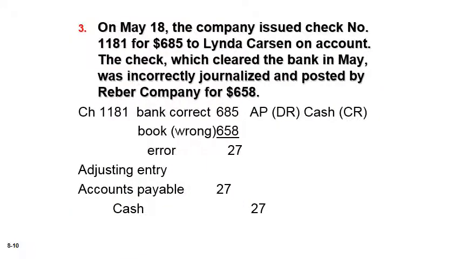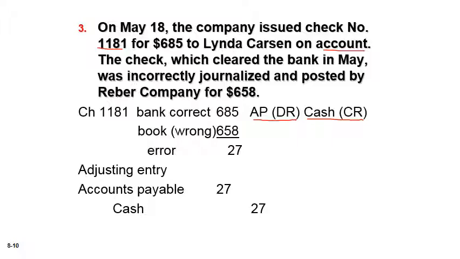The next piece of information, they tell us on May 18th, the company issued check number 118 for $685 to Linda Carson on account. So this is a check that the company wrote. So if it's a check the company wrote, that means cash gets a credit. And it was on account, so it's got to be accounts payable. So accounts payable has the debit, cash has the credit.